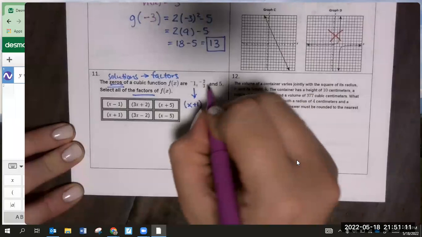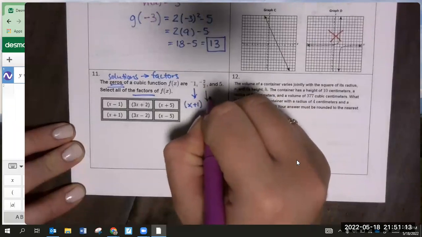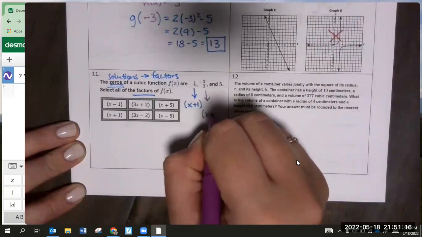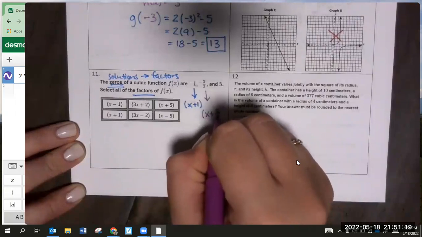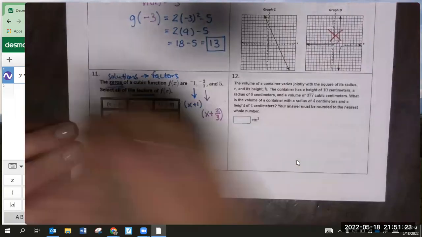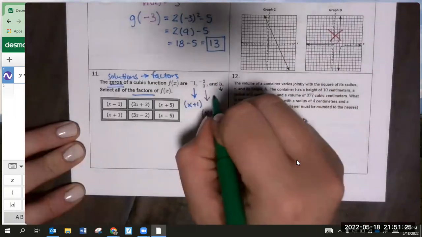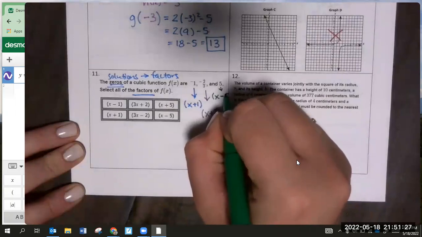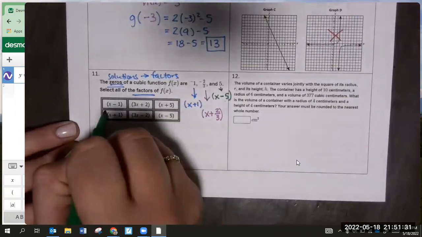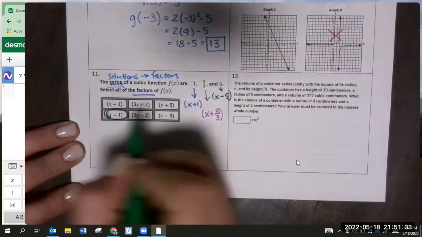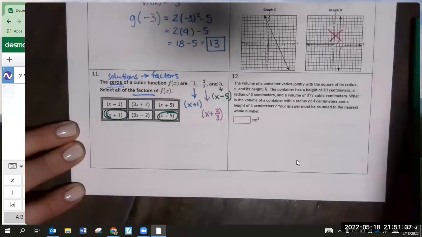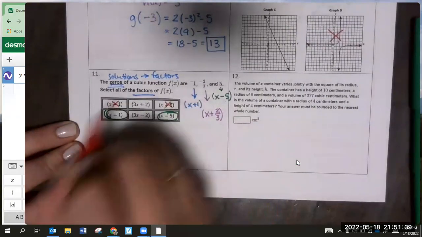For our -2/3, we would have x plus 2/3. For our 5, we would have x minus 5. So already we're seeing this is our answer choice. We're seeing this is our answer choice, and we can go ahead and eliminate these here.